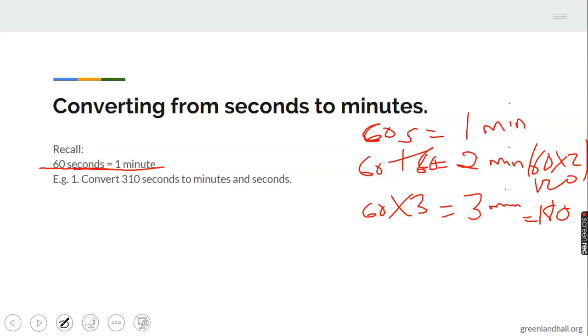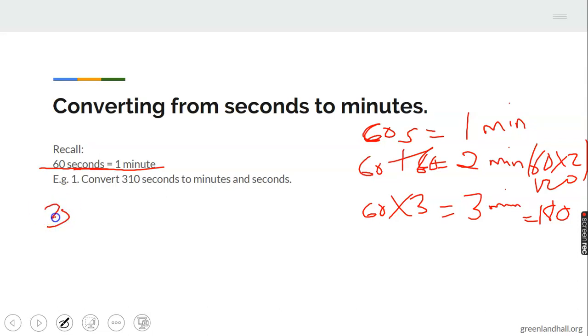Now, how do we do this one? Convert 310 seconds to minutes and seconds. We have big seconds. Look at it, the seconds are bigger than the minutes, so you will divide to get the small number. Either you multiply or you divide. If the number is big and you want to get a small one, you divide. If the number is small and you want to get a big one, you multiply. Is that taken?